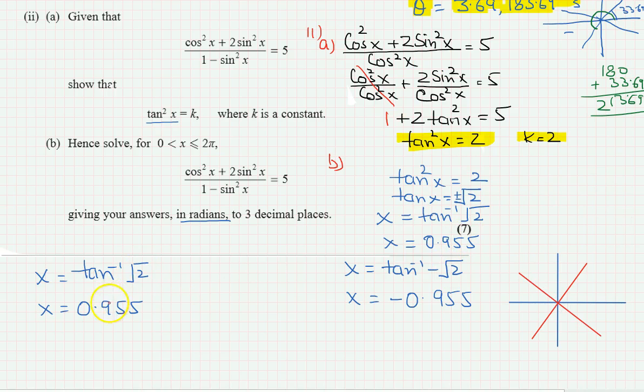Now let's see. Suppose this angle is 0.955. This is all the same. Now this is A, S, T, C. Tan is positive in these two. So one value of tan is 0.955, and the second value will be x is equal to 5 plus 0.955.